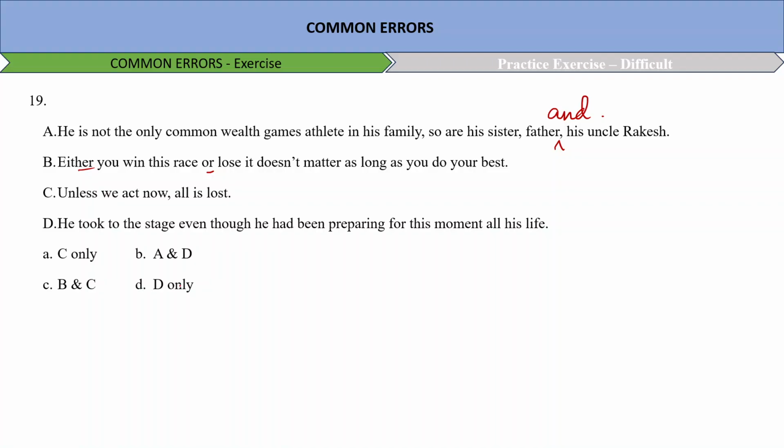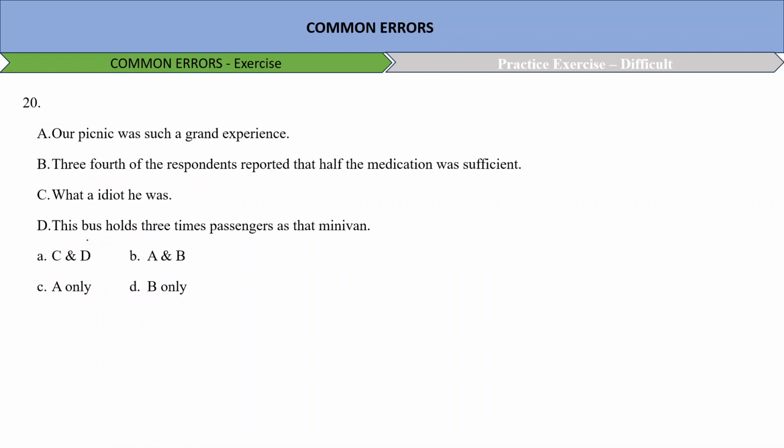Then comes sentence A. He took to the stage is inappropriate. He took the stage even though he had been preparing for this moment all his life. Okay, D and E are inappropriate. The correct answer is option number C, which has B and C. Next question.